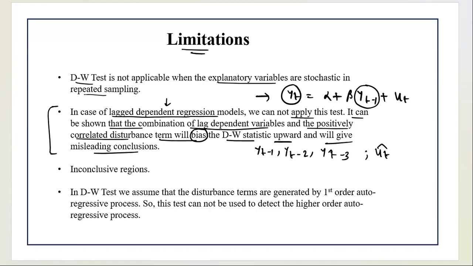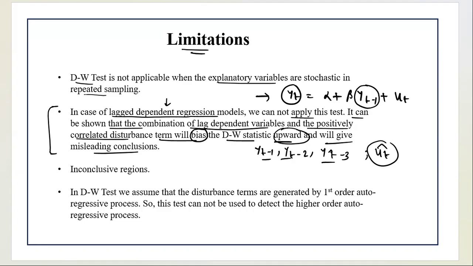So what happens is that if you use the lag dependent regression model, then these lag terms of first order or the higher orders will interact with the positively correlated disturbance term, that is U_t cap, and they will bias the DW statistic upward. There will be an upward bias that will be created, and that will give you a misleading conclusion. So that is why we cannot use lag dependent models.